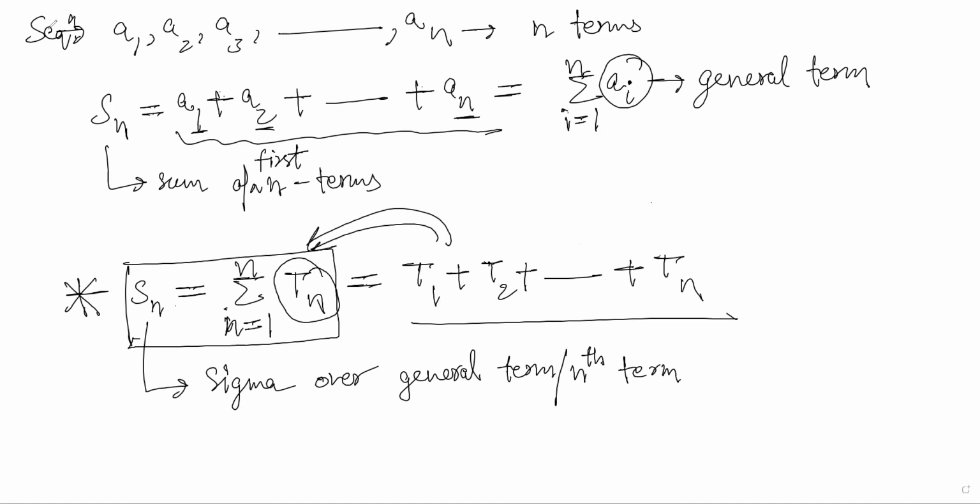Question number 1. We are given this series: 1 into 2 plus 2 into 3 plus 3 into 4, dot dot, and we have to find the sum of n terms here, right? So this is a series.